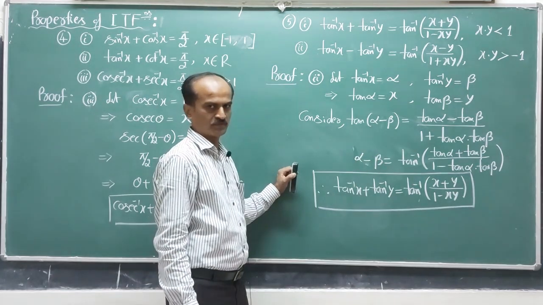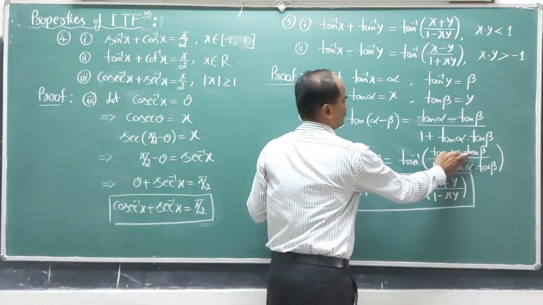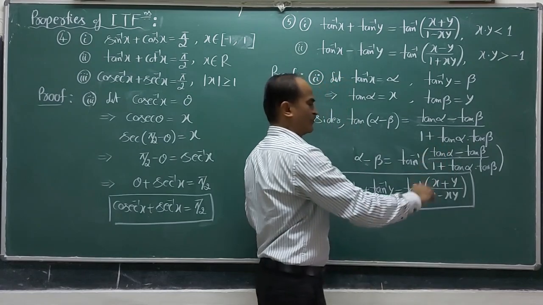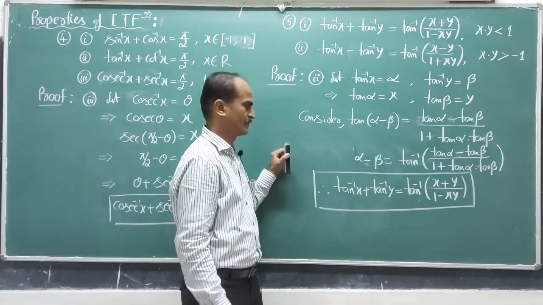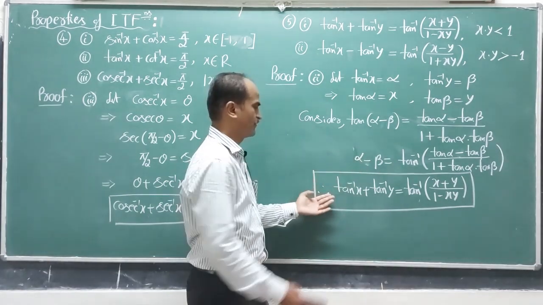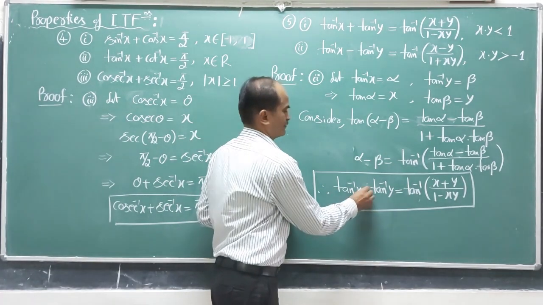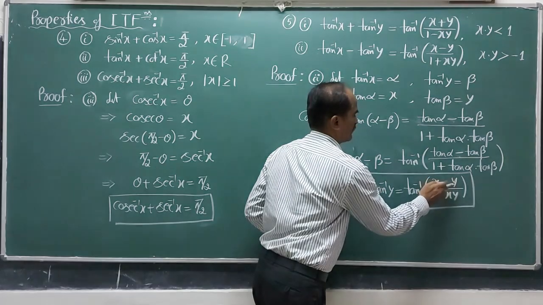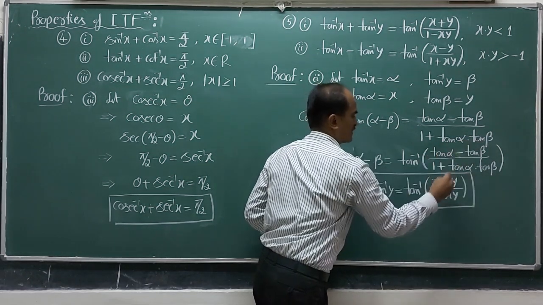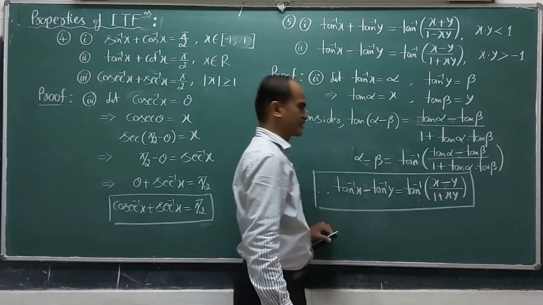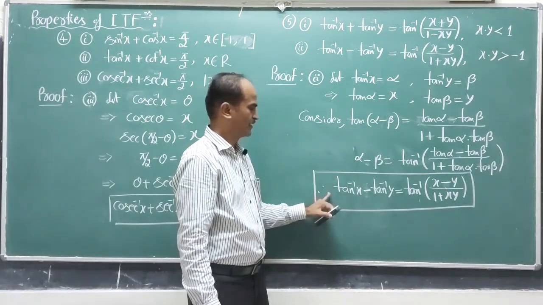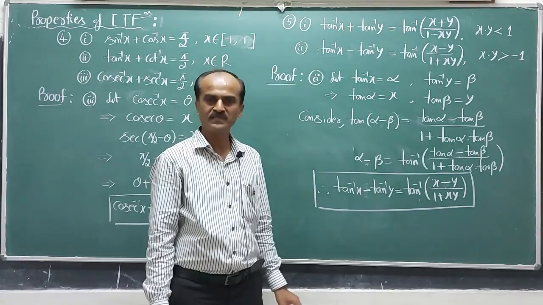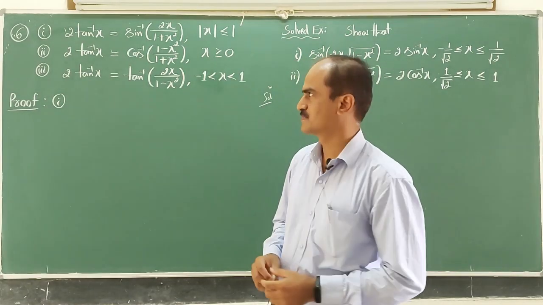Alpha minus beta is equal to tan inverse of (tan alpha minus tan beta) divided by (1 plus tan alpha into tan beta). Resubstituting those, alpha is tan inverse x, minus beta tan inverse y, equal to tan inverse of tan alpha x, tan beta y. So it becomes (x minus y) divided by (1 plus xy). Therefore, tan inverse x minus tan inverse y is tan inverse of (x minus y) divided by (1 plus xy). Now move on to property 6.